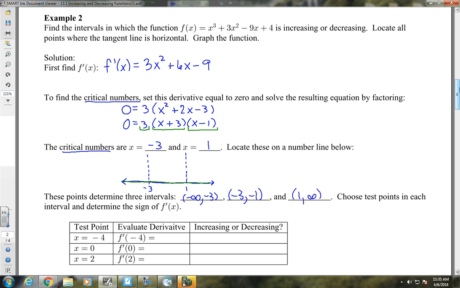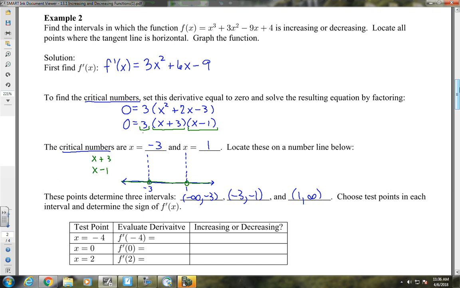Make sure you use all parentheses for your intervals, because notice I'm not including negative 3, I'm not including 1 because those are critical values. Now what we're going to do is choose test points in each of those intervals and use it to determine the sign of our derivative. One way that simplifies this process is to list all of the factors of your derivative over here on the left side of your number line. This is an option. You don't have to do this, but again, it makes for quick calculation.